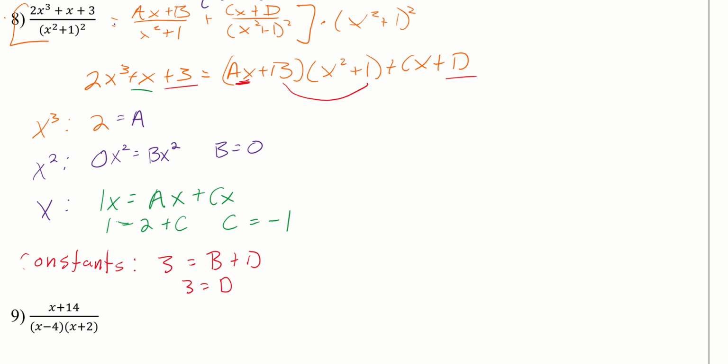Now I come back to my original form. Yes, b is 0, so it kind of goes away, right? So for my form, I have 2x plus b, which is 0, so I don't need to write that. And then c is, again, I like to do plus here and then put the c value here. So -1x, d is 3 over x squared plus 1 quantity squared.